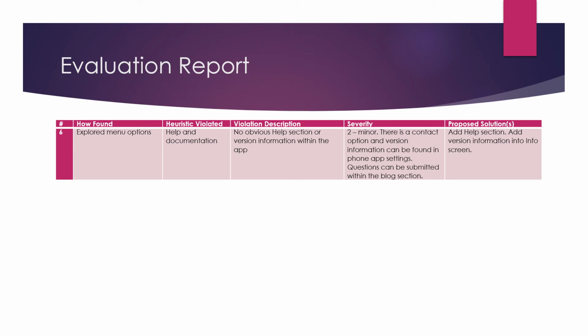One of the things I didn't like is there isn't really an obvious help and documentation section. I couldn't tell which version of the app I had installed, but you can contact the company. You can find version information within your actual phone, and you can submit questions online into the blog section. I do think it would be nice to have the help section, and I think if you wanted the software version information, it could go into the info screen.